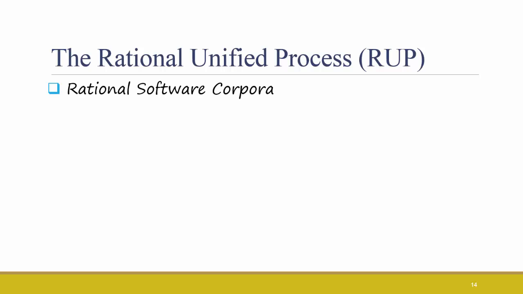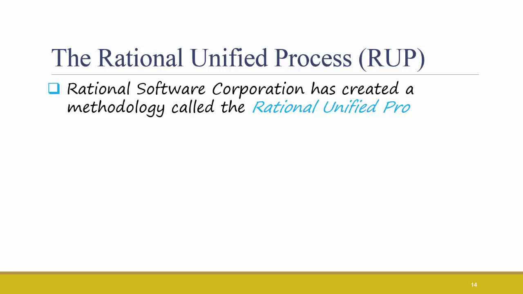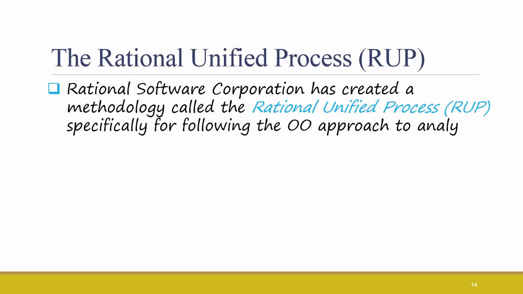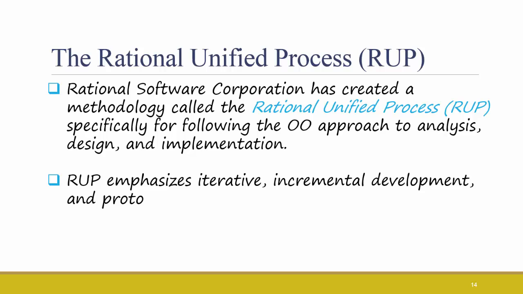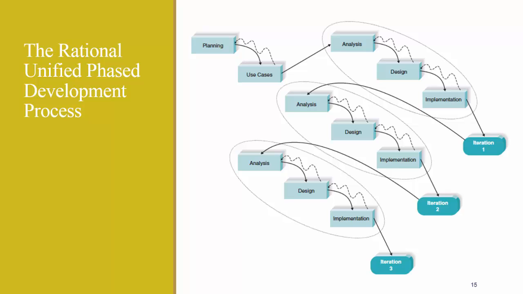The Rational Software Corporation has created a specific methodology called the Rational Unified Process, or RUP, that specifically follows the OO approach to analysis, design, and implementation. RUP emphasizes iterative, incremental development and prototyping. It's essentially a specific type of iterative development. As you can see in the diagram, it looks very similar to when we talked about iterative methodologies. The only difference here is that the RUP is based primarily on use cases, and each iteration is based on those use cases developed from the beginning.